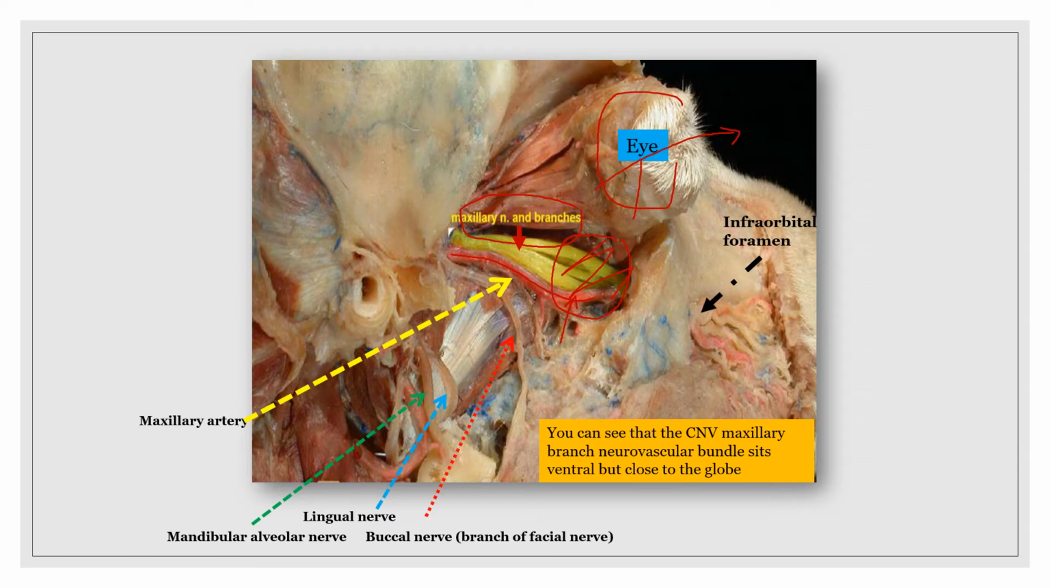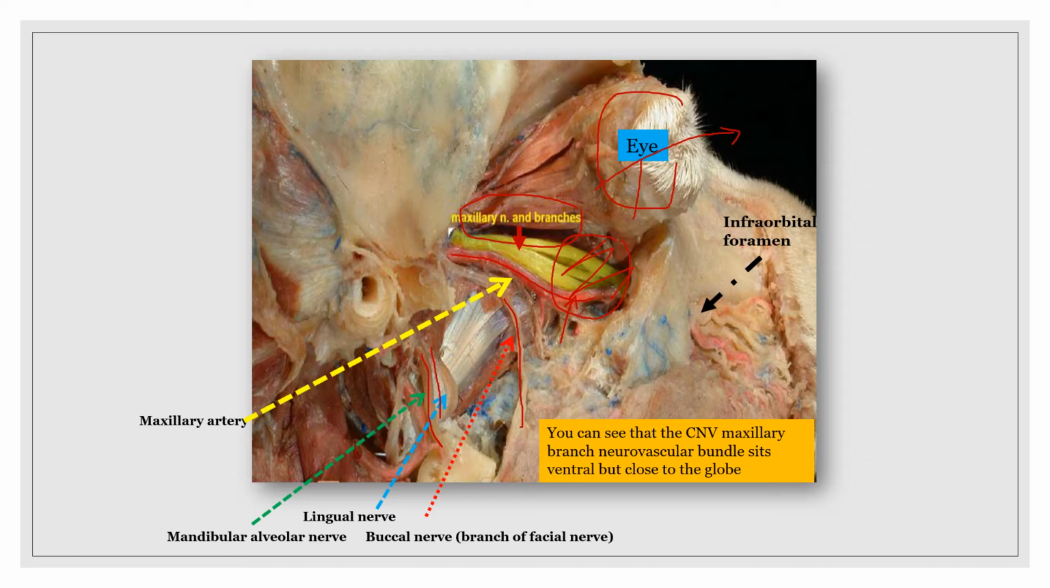Here we have the buccal nerve branch of the mandibular nerve. This is the lingual nerve branch as well, and then we have the mandibular nerve. So you can see the mandibular nerve before it enters the medial side of the ramus of the mandible. It's quite a large nerve. The maxillary nerve is also quite a large nerve.